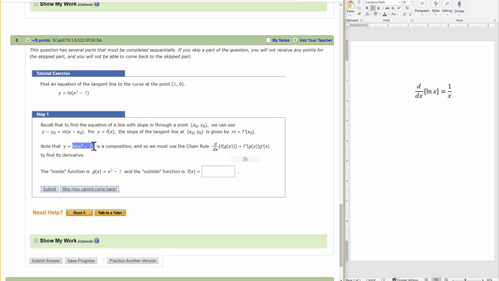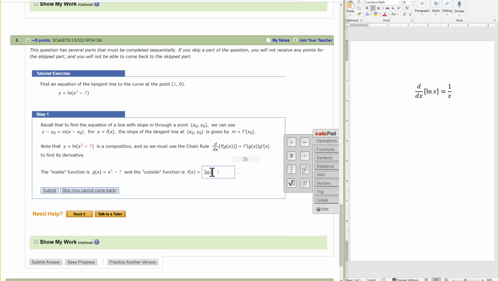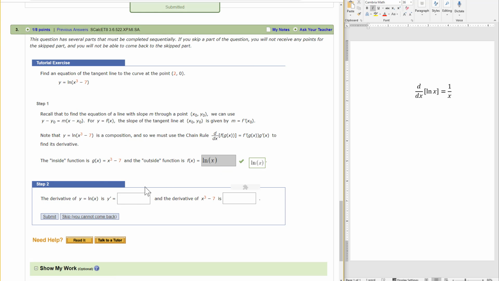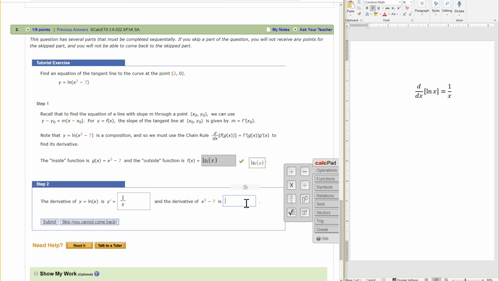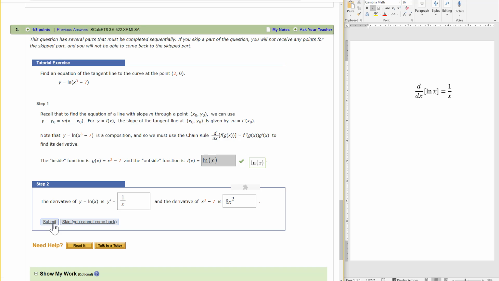Alright, this is a composition. This has an ln of something, so we're going to use the chain rule, where the outer function is going to be the ln function and the inner function is going to be this polynomial. The inside function is a polynomial and the outside function is the ln of x. The derivative of the ln of x is 1 over x. The derivative of our polynomial is going to be 3x to the second power, minus the derivative of a constant, which is 0, so we can just be done with that.